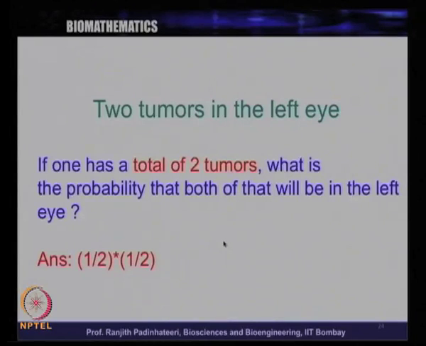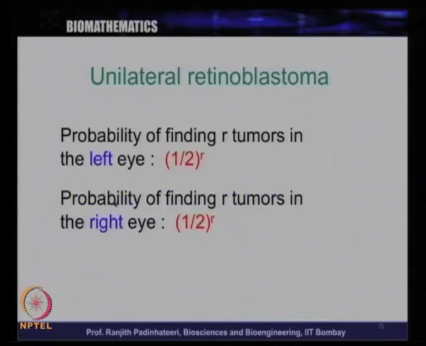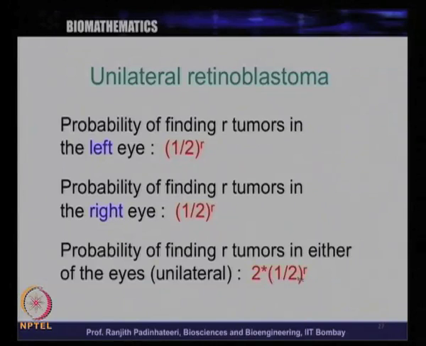Now, you can ask the question, if one has a total of r tumors, what is the probability that all of them will be in the left eye? That is half power r, because it is half into half into half, r times. So, in the unilateral retinoblastoma, the probability of finding r tumors in the left eye is half power r, and the probability of finding r tumors in the right eye is half power r. So, the total, either in the left eye or in the right eye, is 2 times half power r.